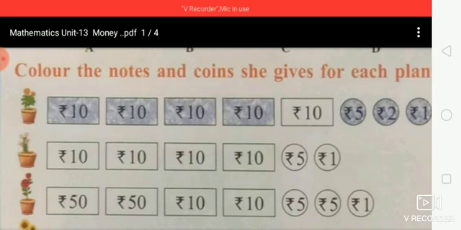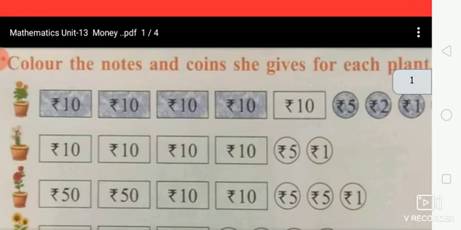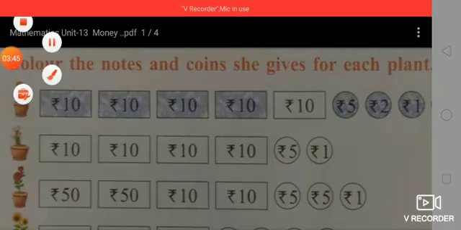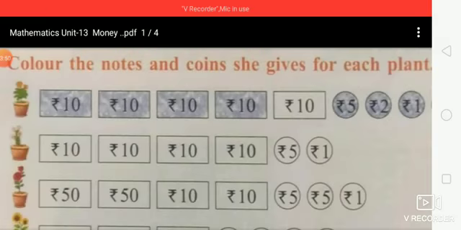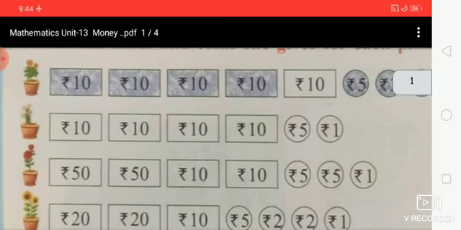Paper notes are used for large transactions. Coins are commonly used for small transactions, that means 2 rupees chocolates, 5 rupees chocolates, so use of coins. Large transactions like 500, 1000, 2000 are transactions of notes. Is that clear?